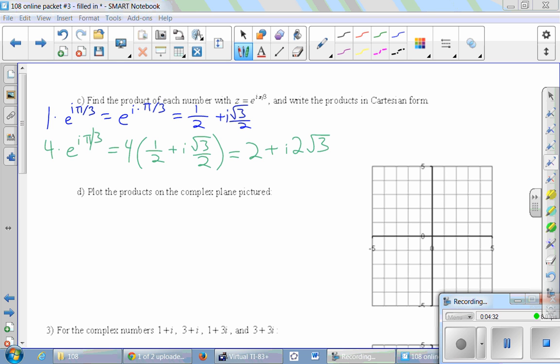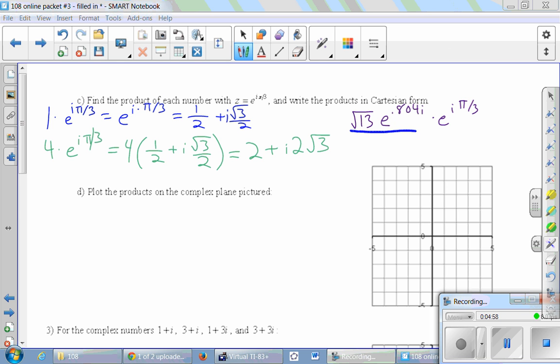And then finally, the last one in purple was root 13 times e to the 0.8046i, and that's getting multiplied by this new thing, the e to the i times pi over 3. Okay, so there's an easy way and a hard way, and they'll both work, but I'd like us to recognize the easy way. So what you could do is write this guy in Cartesian form, which we did on the previous page, and then you can FOIL the two things together and you'll have your answer.